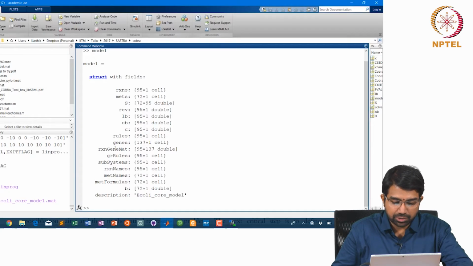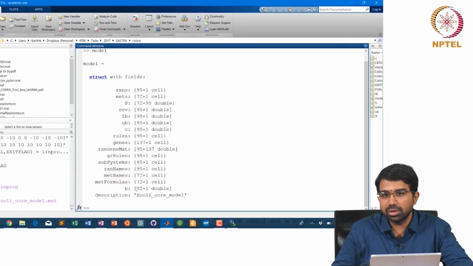Then genes is a list of genes. Reaction gene matrix tells you what genes are incident on what reactions. Gene regulation, let us skip some of these, they are not so important. Reaction names tell you what are the names of the reactions, something like exchange of glucose and so on. Met names are the metabolite names, you know that therefore that GLC is glucose and things like that. Met formulas are the chemical formulae of the metabolites.